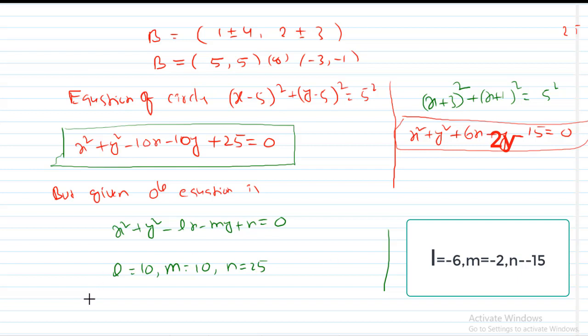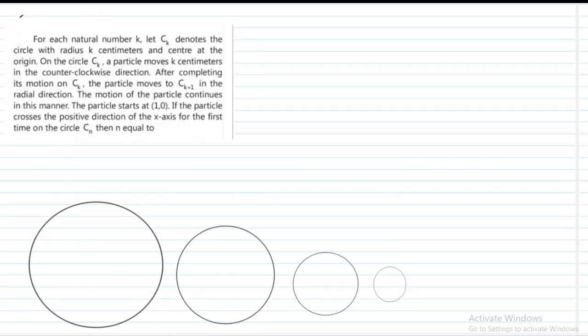So what do you want? n minus of (l plus m), that is the value you want. So in this case, 25 minus (10 plus 10), that is 20, which equals 5. Our 37th problem now.